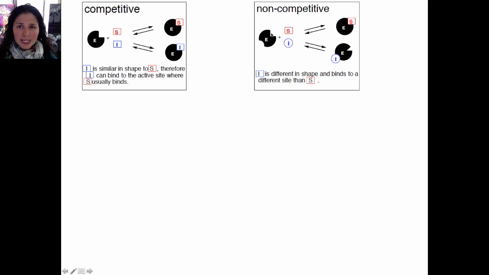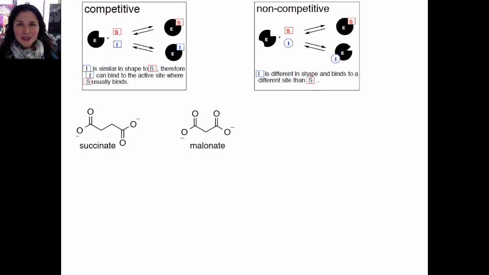So the substrate fits here and gives you the enzyme substrate complex, and the inhibitor binds to a different part of the enzyme, which changes the enzyme so that the substrate cannot bind. Notice as this inhibitor binds to the enzyme, the shape of the substrate binding site changes and therefore the substrate cannot bind. In a non-competitive inhibitor model, the inhibitor is a different shape and binds to a different site than the substrate.